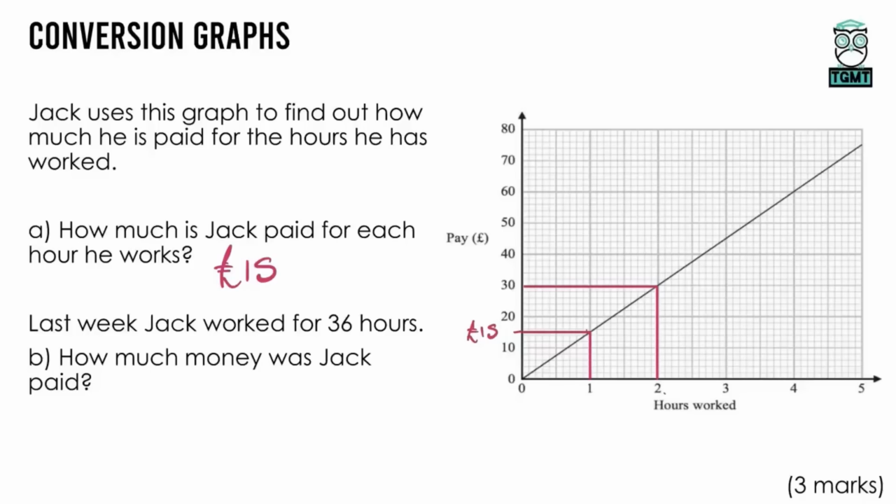As we've got the 1 hour and it was easy to read, it makes sense to just do £15 multiplied by 36. So on the calculator, 15 times 36, that gives us £540. So Jack was paid £540 for his 36 hours.